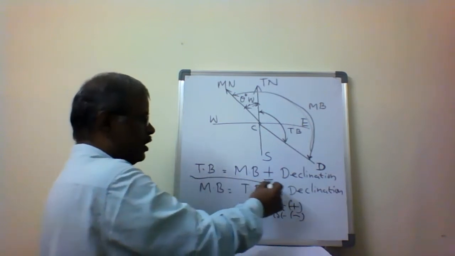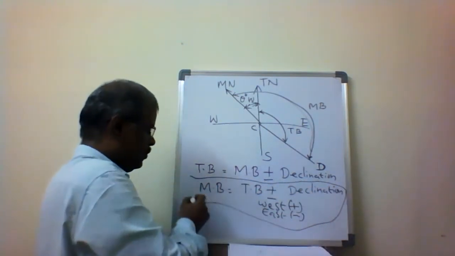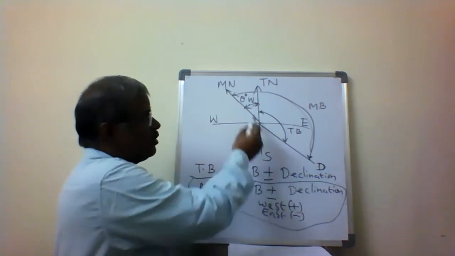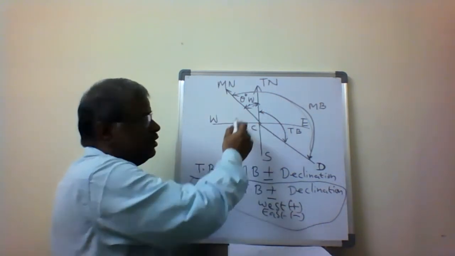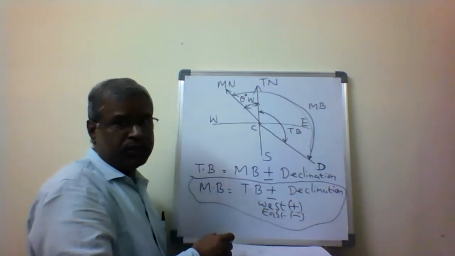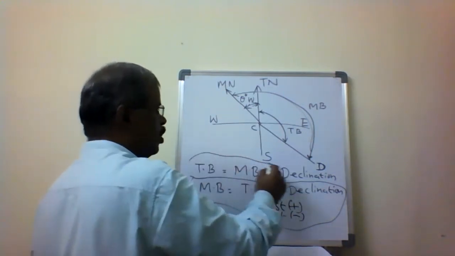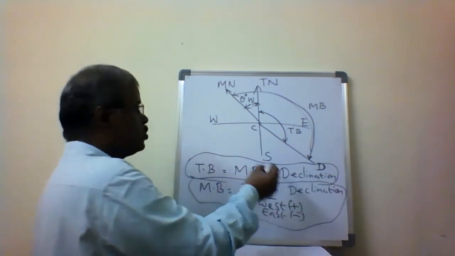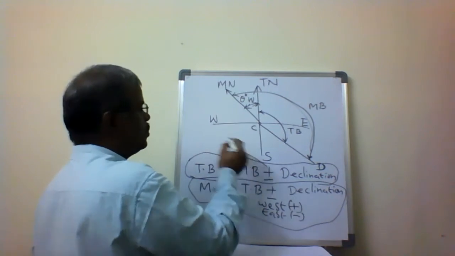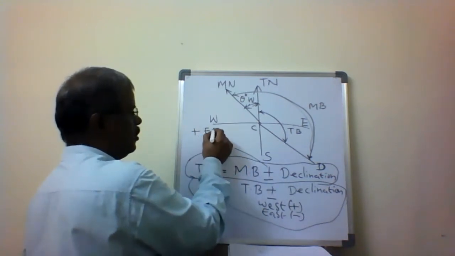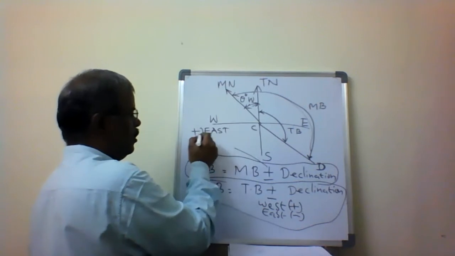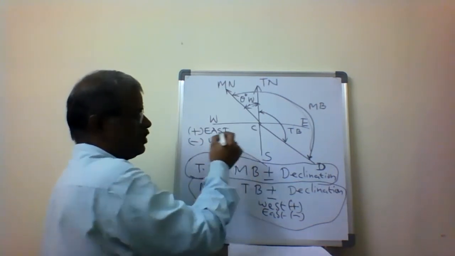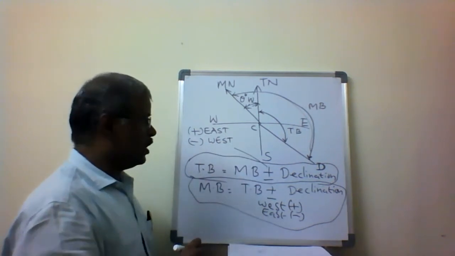While you are calculating the magnetic bearing, we use the positive sign for the west declination and the negative sign for the east direction. Similarly, for the true bearing it is the opposite. While calculating the true bearing, I use the positive sign for east declination and the negative sign for west declination.